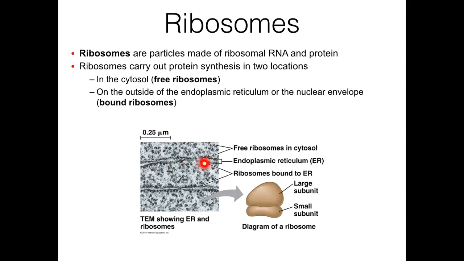And wherever they are, that's where they make proteins. So free ribosomes make proteins that go into the cytosol. Bound ribosomes make proteins that go into the endoplasmic reticulum and will eventually be shipped off to other places. Ribosomes' job is to make proteins, and ribosomes are made out of two subunits, what's called the large subunit and the small subunit.